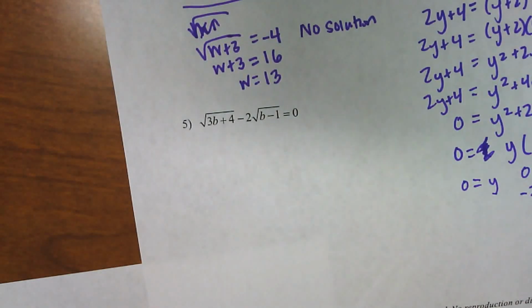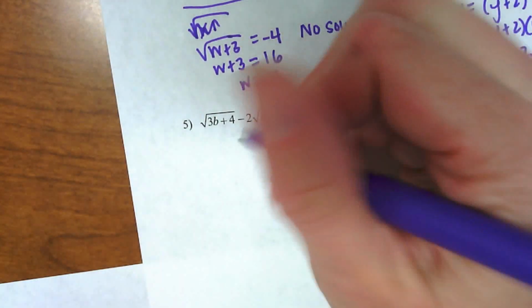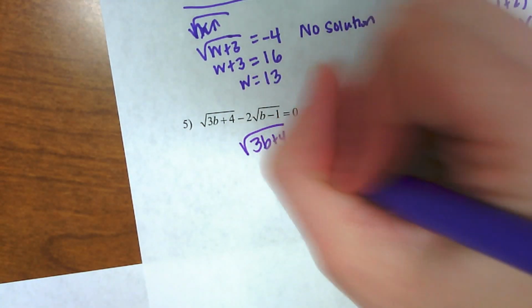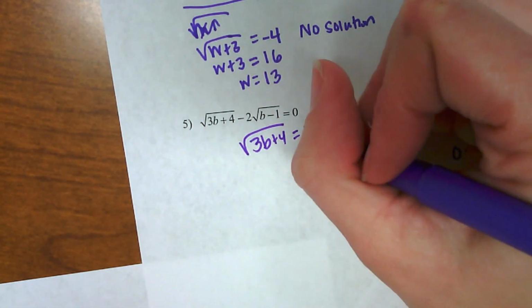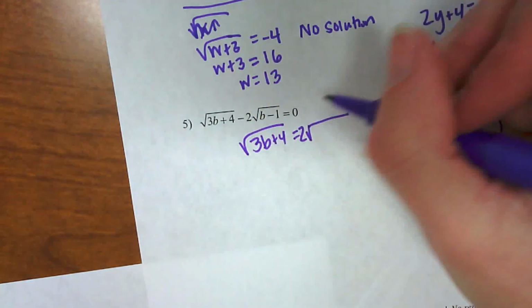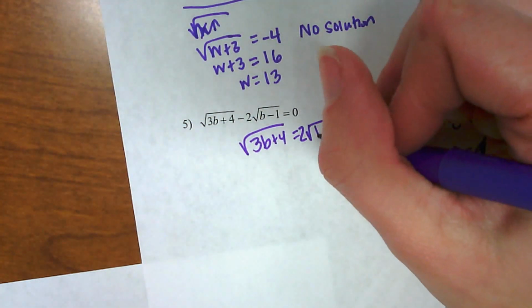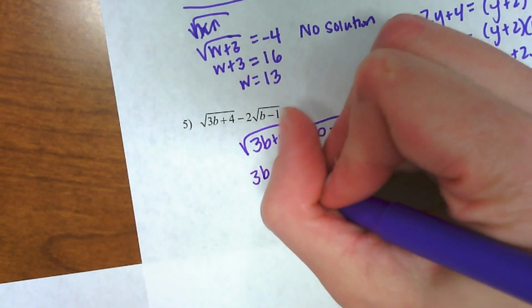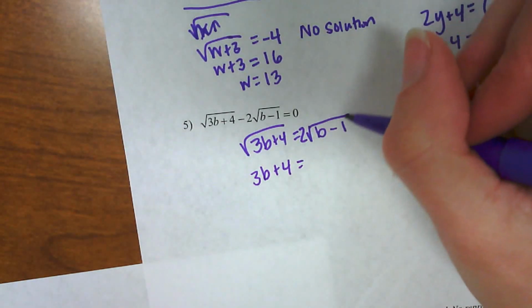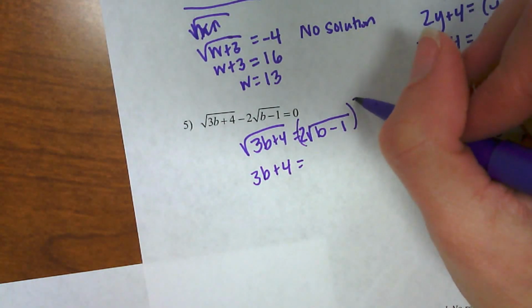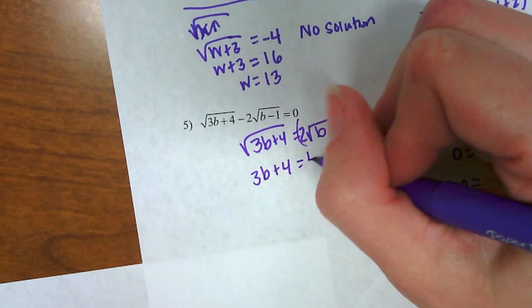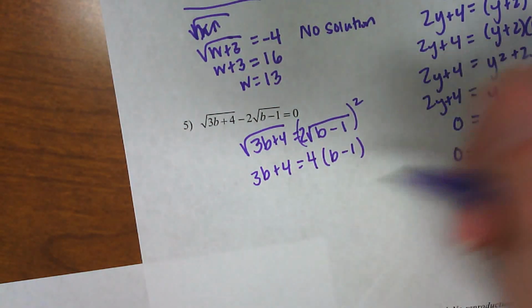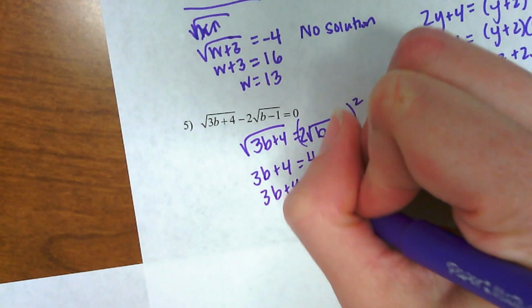On the next one, we want to move one of the radicals over. When I move this over to the other side, it becomes a positive. And now I can square both sides. So I have 3b plus 4. When I square this side, remember I'm squaring the whole thing. So the 2 on the outside now becomes a 4 because it's 2 squared. I'm going to have to distribute that 4.